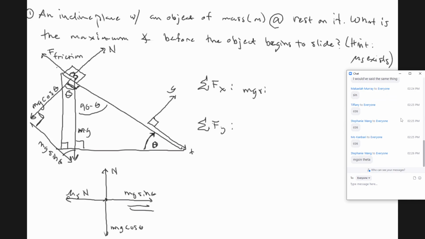Mg sine of theta. Thank you, Stephanie. The leftward facing force is going to be your frictional force. That's equal to mass times acceleration. But in this case, this is before it begins to slide, which means what for acceleration? It is 0.